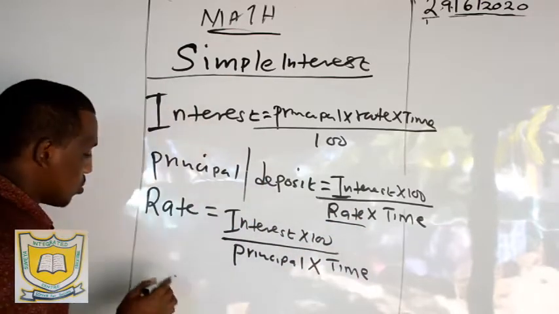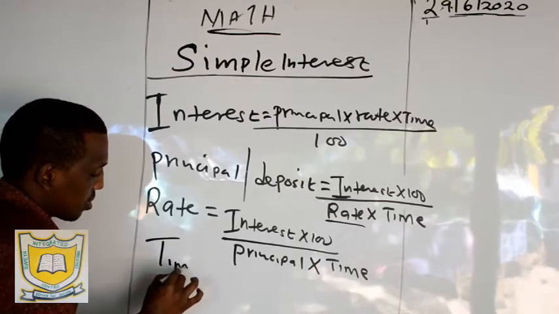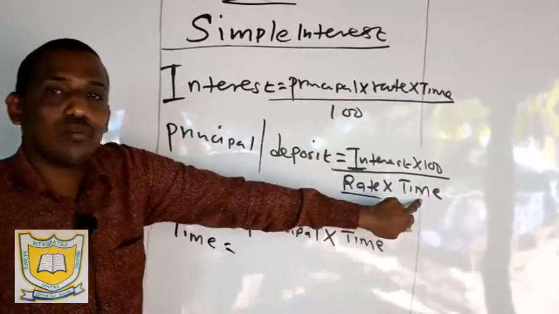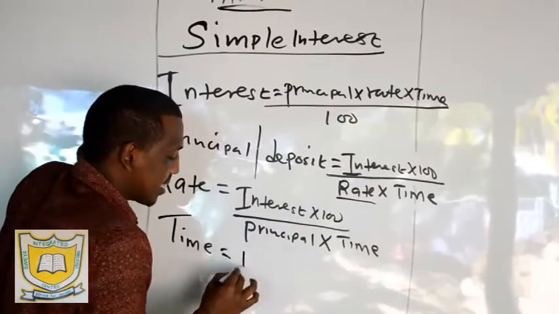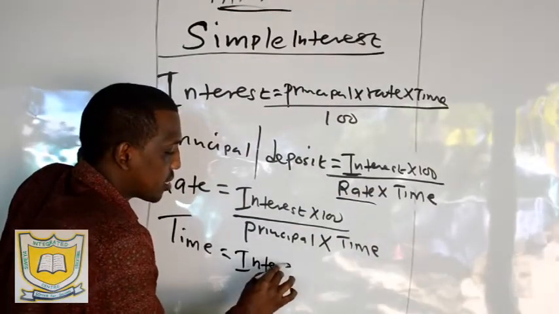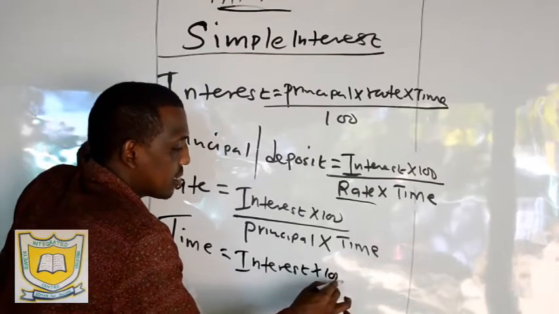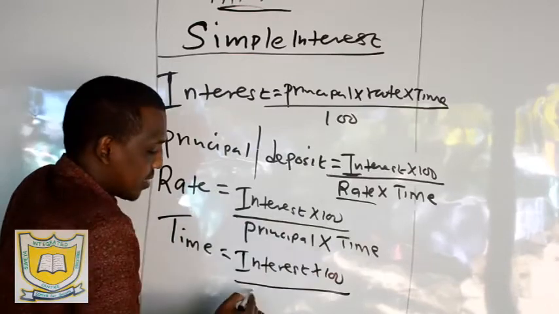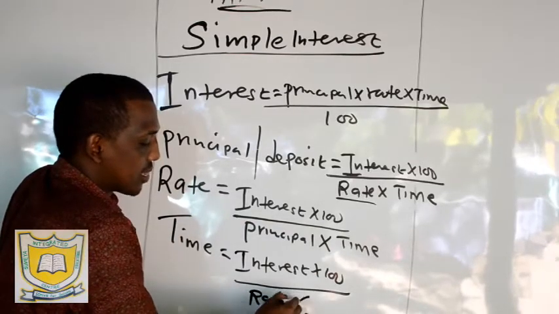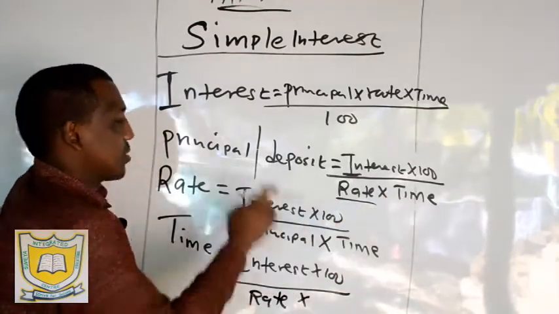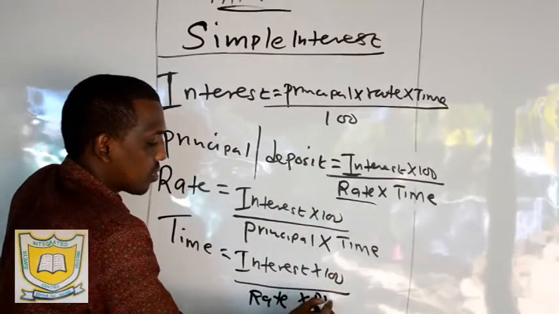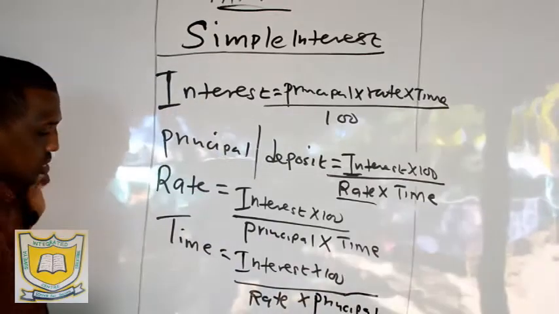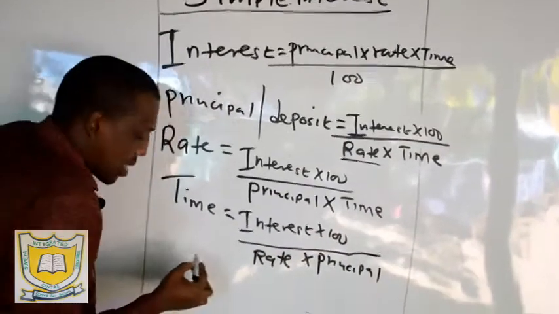How do we get time? Time is equal to interest times 100 over the principal times the rate. The 100 is common.